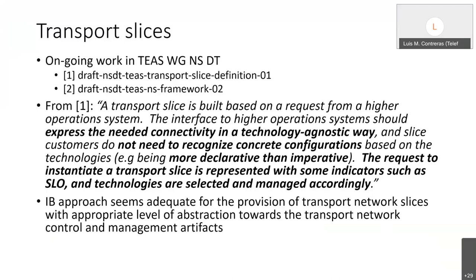So the request, just quoting the last sentence in the paragraph: the request to instantiate a transport slice is represented with some indicators such as service level objectives. So no technologies are selected, and later on the technologies will be selected and managed accordingly once this is more or less processed. Okay. So looking at this, we thought that the intent-based approach could be adequate for the provision of these transport level slices. As long as we could provide an appropriate level of abstraction, we think that we could manage this transport slice request with these intent-based mechanisms. And this is what basically we are exploring in this draft.